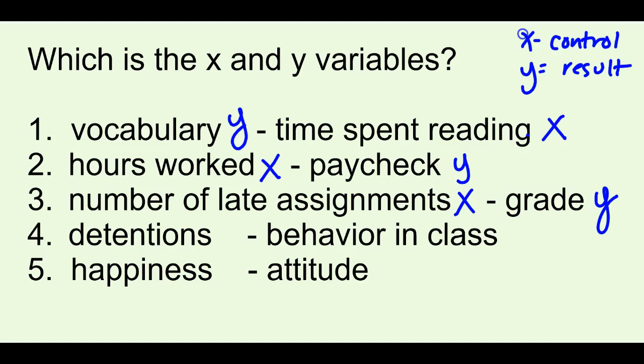Detentions, behavior in class. Which one can you control? Well, you can control your behavior in class. The result or the outcome of that is going to be how many detentions you get. Right? So the number of detentions depends on your behavior in class. Y depends on x. Happiness and attitude. This one, kind of a bad example because some people could say either way. If you say you choose your attitude, the thing that you're in control of would be your attitude, and the result would be how happy you are. Okay, maybe you don't agree with that, but we'll go with that example. Okay, so your happiness in this case would depend on your attitude.